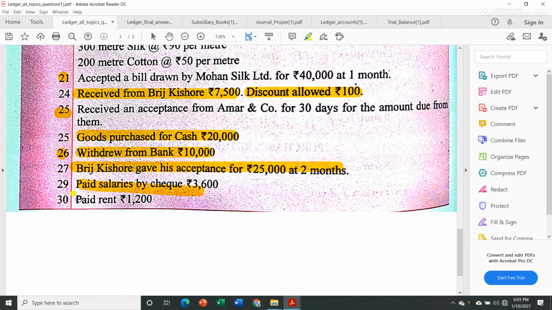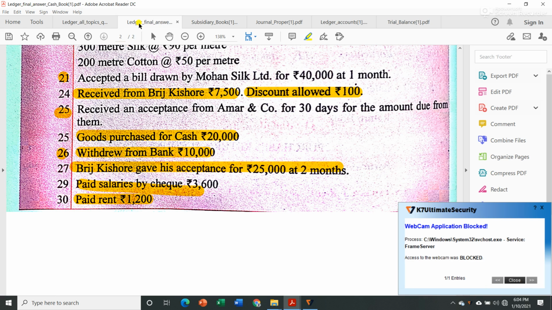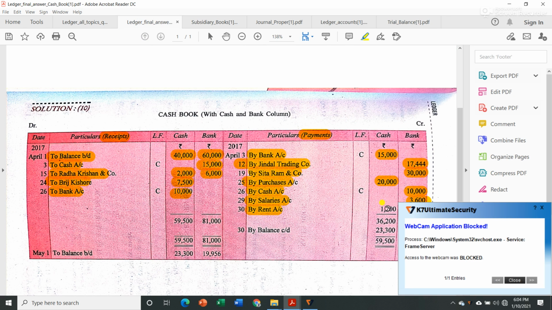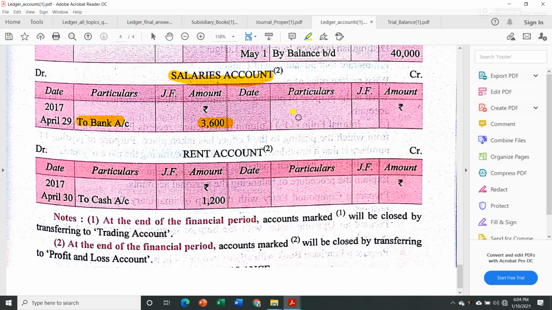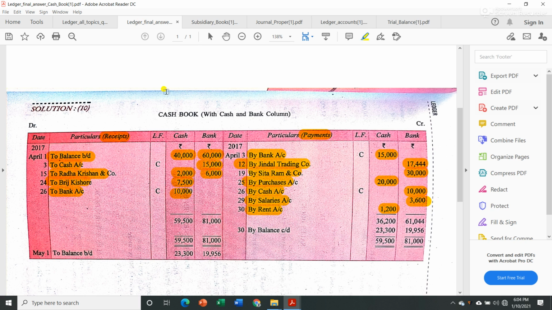The next transaction is paid rent 1,200. That means in the cash book we will write by rent account, in the cash column 1,200, and in the ledger we will prepare the rent account, and on the debit side we will write to cash account 1,200. Now all the transactions are finished. Now let us see the cash book.